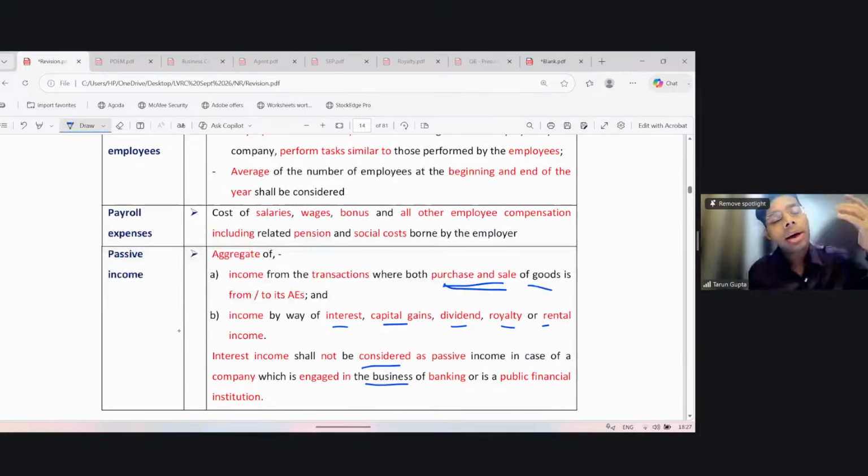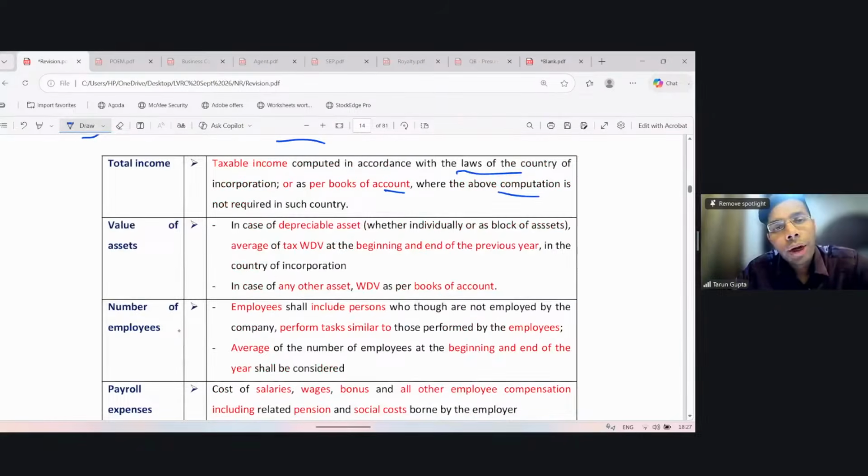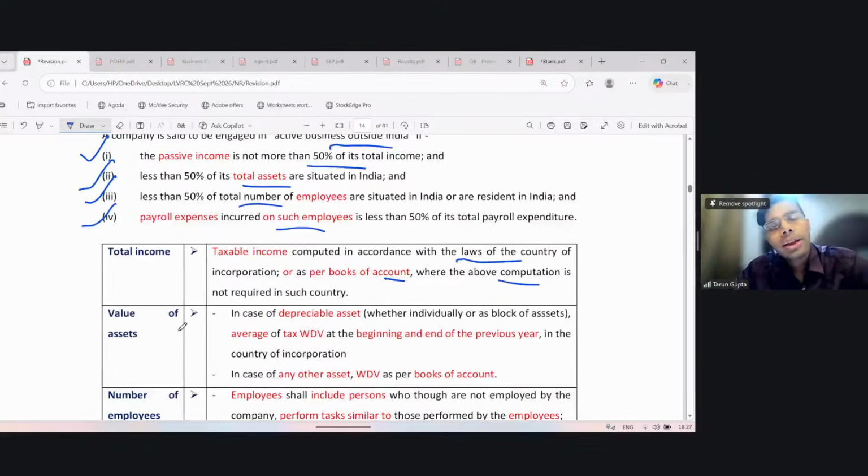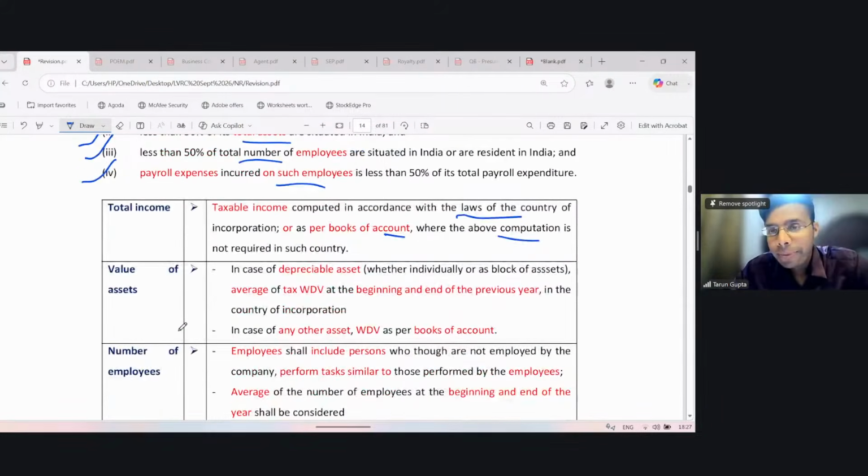Otherwise, passive income means income from transactions if the goods are purchased from an AE and also sold to an AE. And interest, capital gain, dividend, royalty, or rental income. These incomes are also considered as passive income. So if the passive income is up to 50% of the total income, then fine. But if it is more than 50%, then the company cannot be said to be engaged in active business outside India. Now, asset. The second condition was the asset in India should be less than 50% of the total asset.